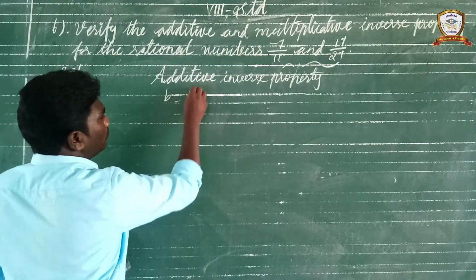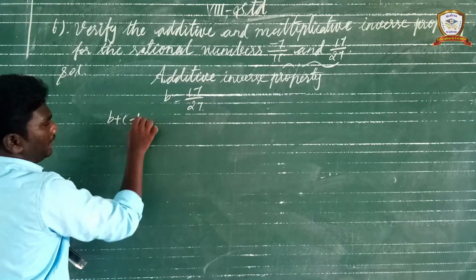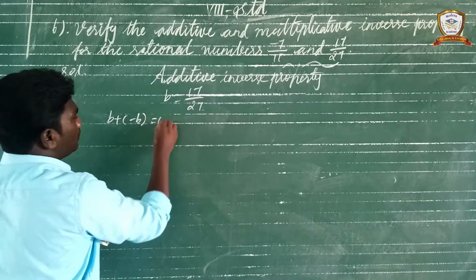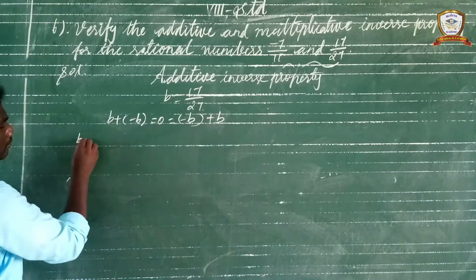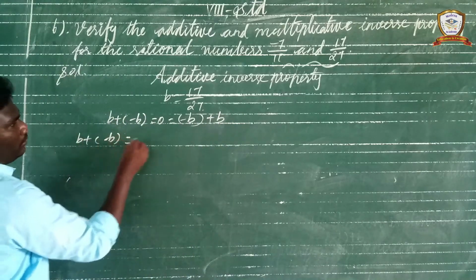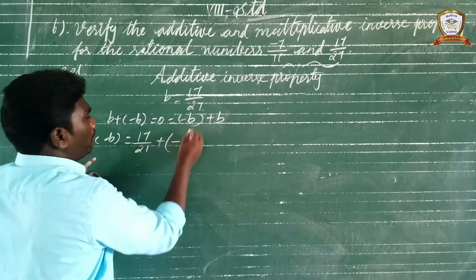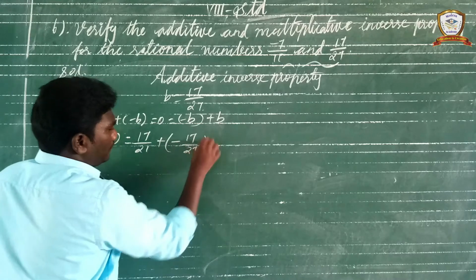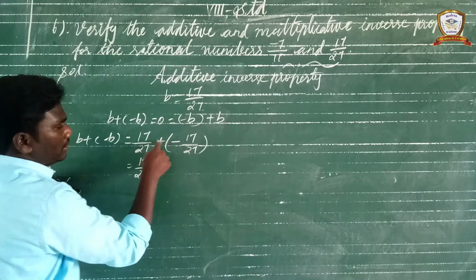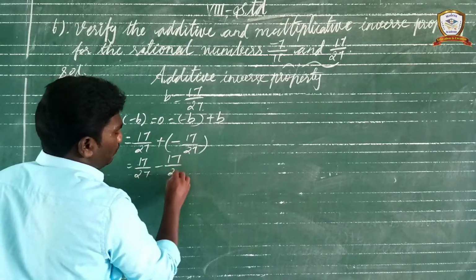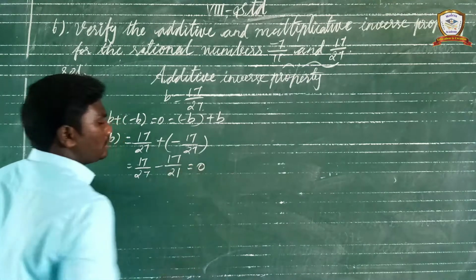The next, we take 17 divided by 27. Therefore here b is equal to 17 divided by 27. What is the property? b plus (minus b) is equal to 0, is equal to minus b plus b. Therefore 17 divided by 27 plus (minus 17 divided by 27). Both rational numbers have different signs, so we subtract, and we get answer 0.